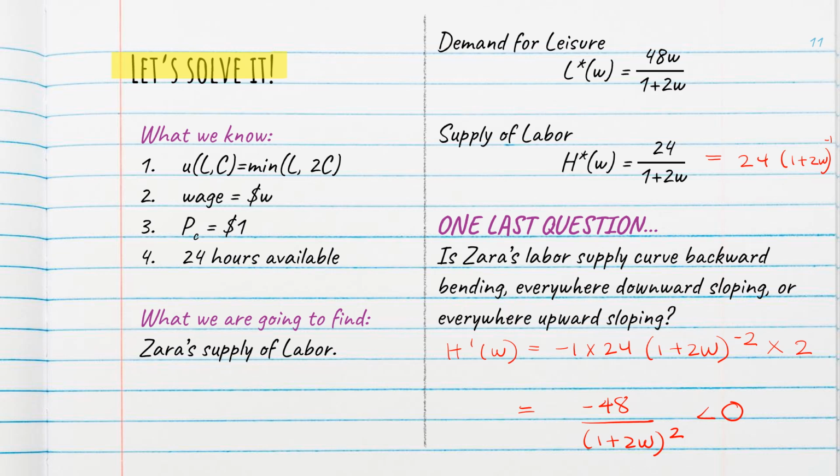This is a very unique result, and it's a property of the perfect complements utility function. Particularly, it comes from the fact that perfect complements utility functions have a substitution effect equal to 0. That means that the income effect of a wage increase always dominates the substitution effect, and we get a very unusual downward sloping labor supply curve.